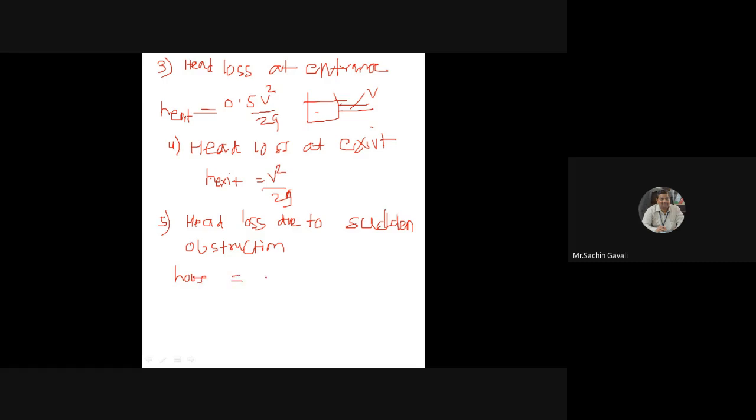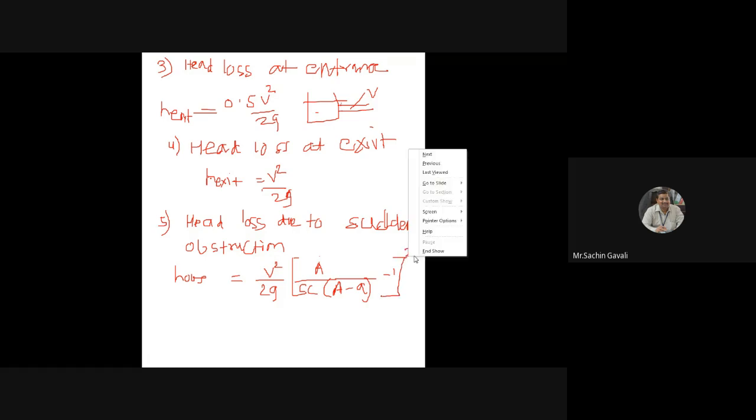V square upon 2G in bracket, 1 upon Cc times capital A, that is, capital A upon Cc in bracket A minus small a, minus 1, its bracket square. Am I right?